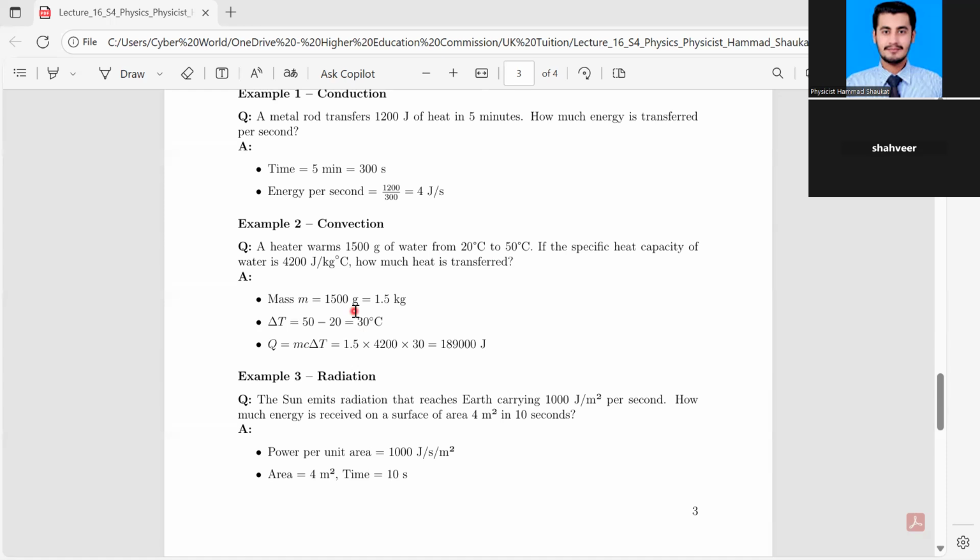The specific heat capacity of water is 4200 joules per kilogram degree Celsius. How much heat is transferred? So you have to find the heat energy released, or you can say heat. And another thing is given, which is the specific heat capacity. And you know that specific heat capacity is denoted by a small c, right?